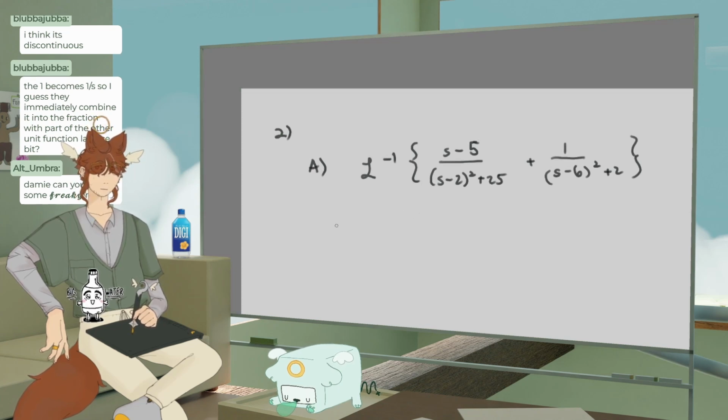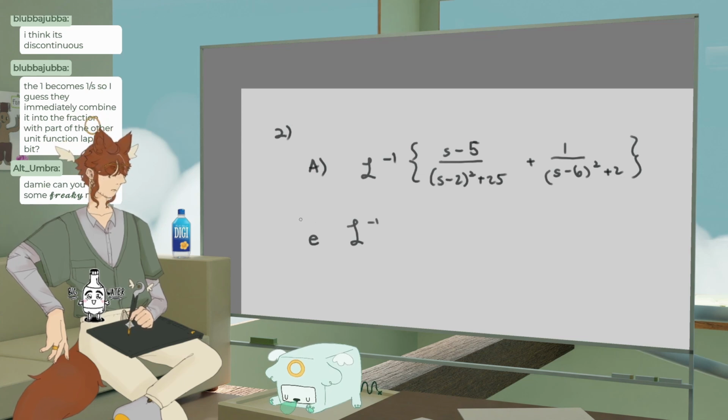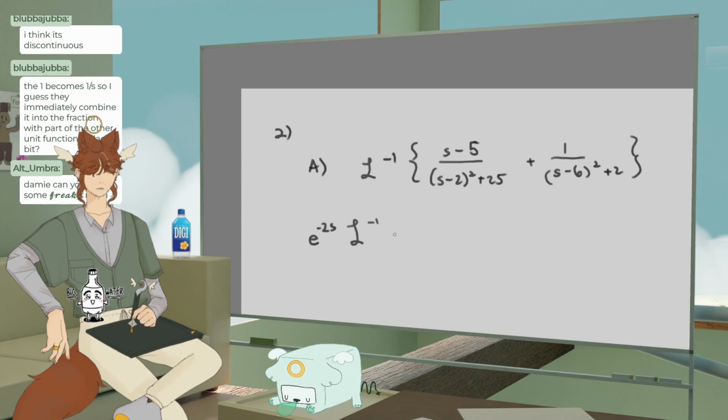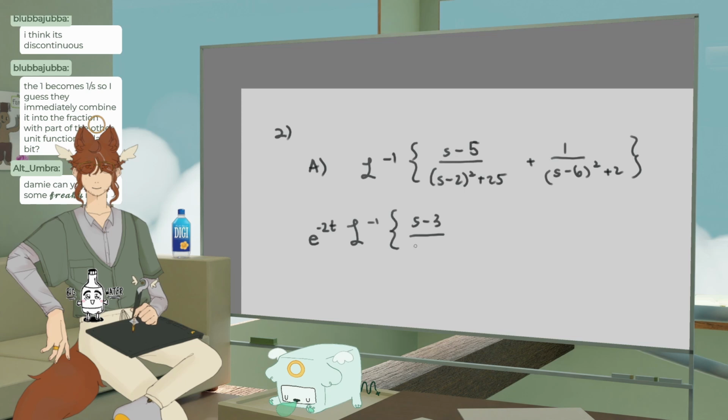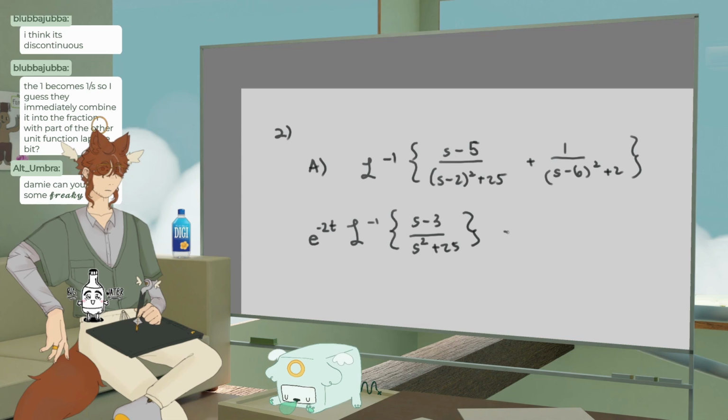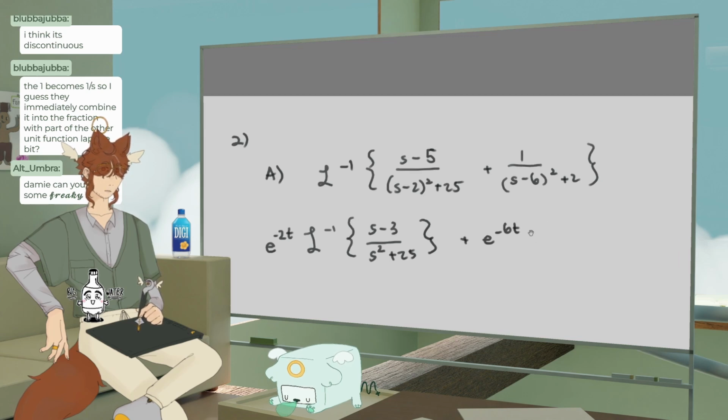Yeah? Yeah. We're gonna have Laplace inverse. And I guess I could just pull out the shift already. So this is gonna be an e to the negative, or e to the positive? E to the 2t, because we're going back to t. And then we've taken out an s minus 2, and that's gonna go to s. So that's gonna be s minus 3. We've sucked up a negative 2 from the 5. This will be s squared plus 25, so we're going to cosine there. And then this one will be e to the negative 6t.